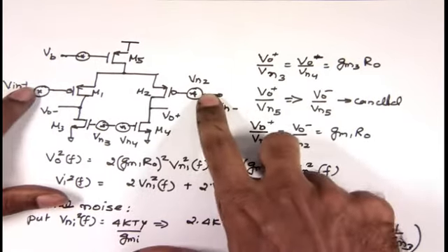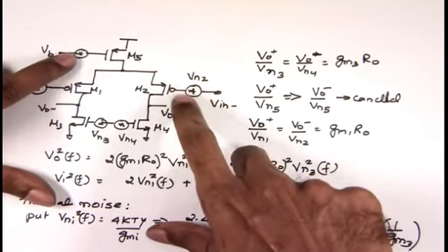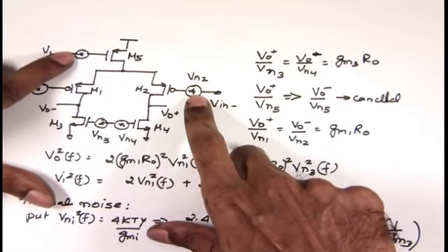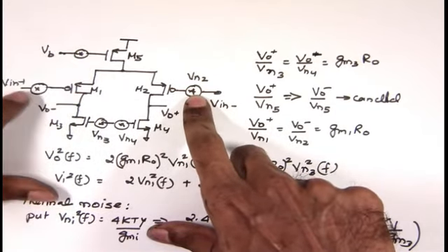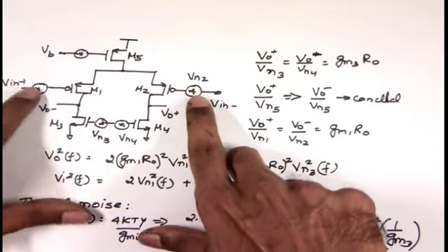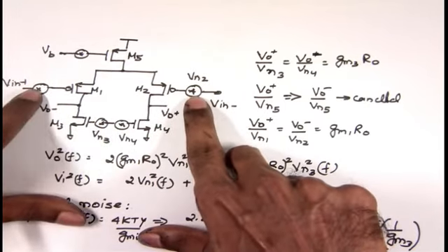So here, the simple thing we are going to do is add the noise source at the gate of each of these MOSFETs. These are the equivalent noise sources, the input referred noise sources of these MOSFETs.